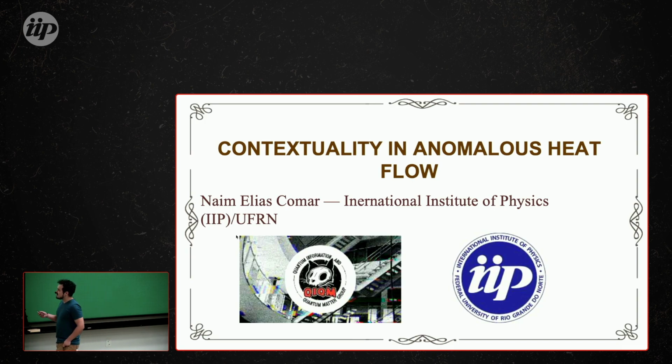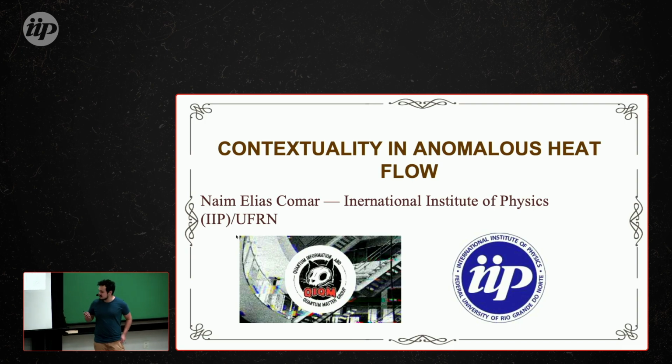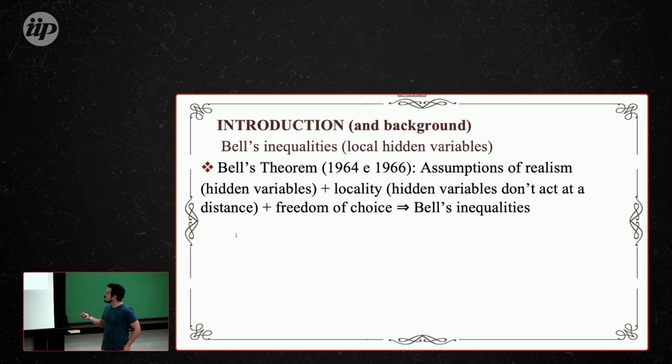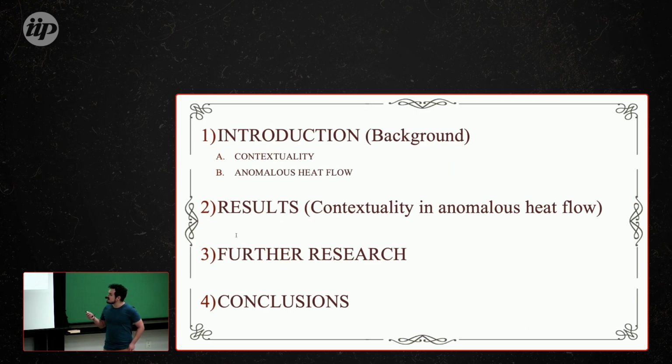And so I'm going to present one of our recent works, named Contextuality in Anomalous Heat Flow. I will first make the introduction, showing some background about contextuality and anomalous heat flow. I'm going to spend a lot of time on contextuality because I think most people haven't heard about it. And then I'm going to show the results, that is basically showing that we have signatures of contextuality in anomalous heat flow, and future research that we are thinking about and advancing recently.